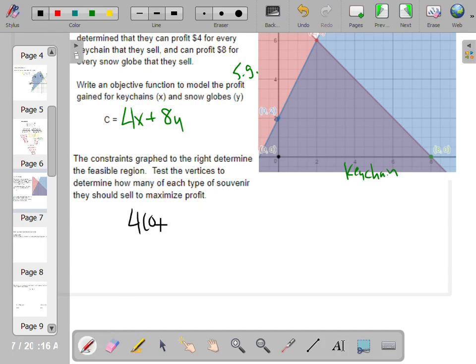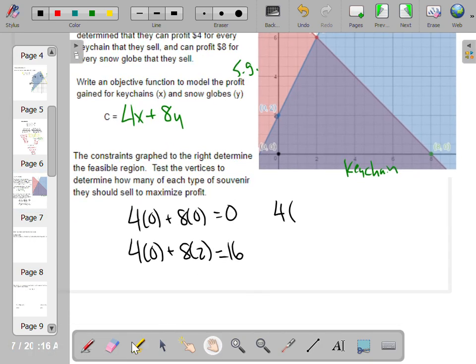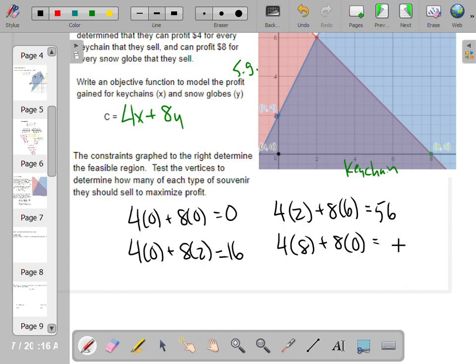So 4 times 0 plus 8 times 0, shockingly, that is 0. 4 times 0 plus 8 times 2, I'm plugging in this one now, 0 plus 16 is 16. 4 times, what's that, 2, 6, 4 times 2 plus 8 times 6, 8 and 48 make 56. 4 times 8 plus 8 times 0 is 32.